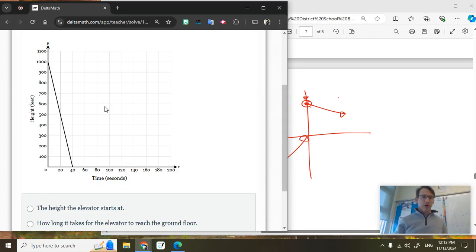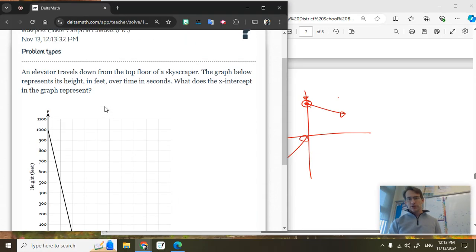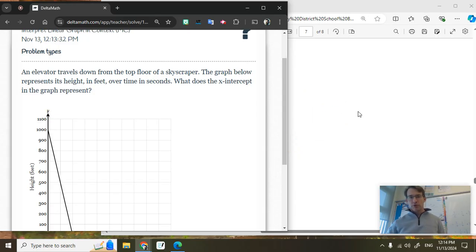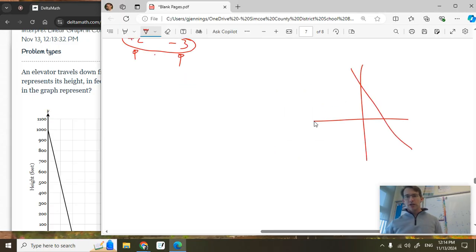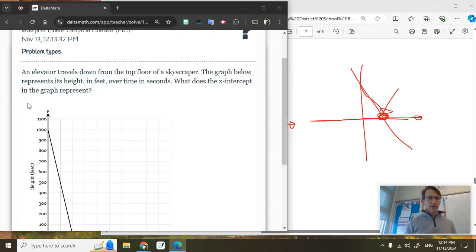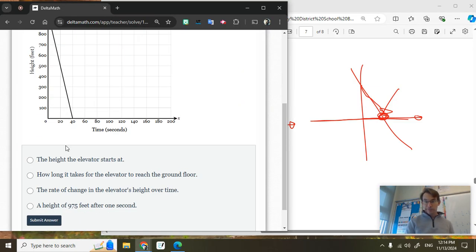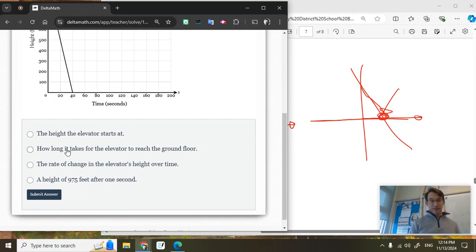Anyway, we're asked for the meaning of the x-intercept. X-intercept refers to where the graph touches the x-axis. So that's its x-intercept, and this is telling us where the height equals 0, because the height is 0 all along here. Our graph hits that point there. So that's telling us when the elevator reaches the bottom floor, moving at 25 feet a second. So that's how long it takes for the elevator to reach the ground floor.